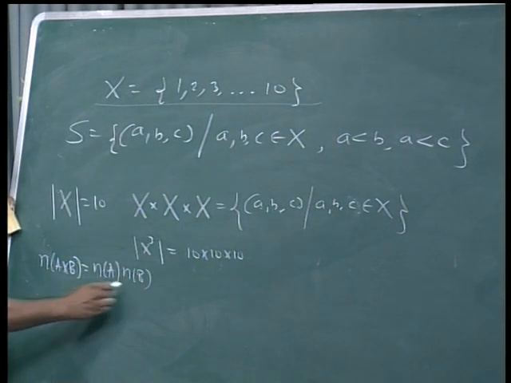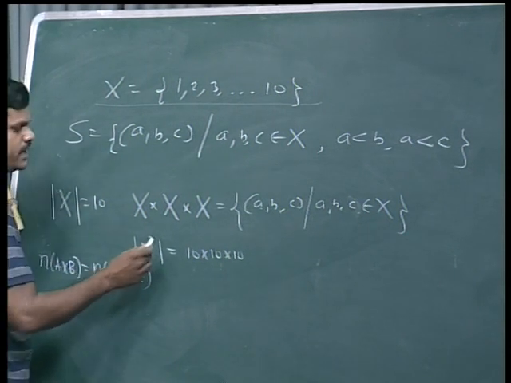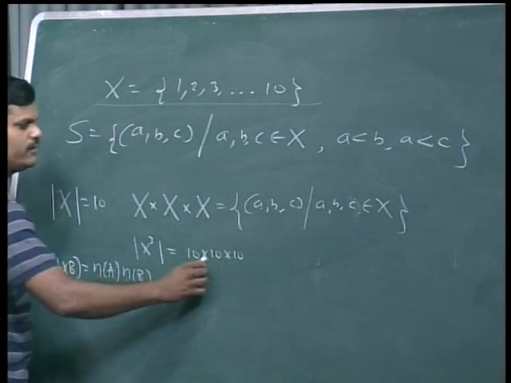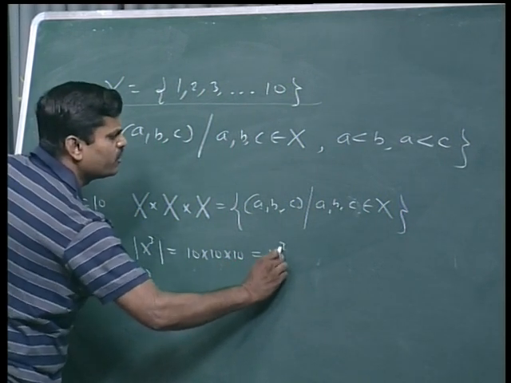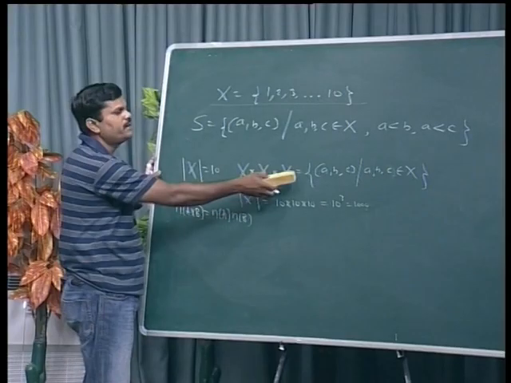It is also true for any number of sets. So n of A cross B cross C is equal to n(A) into n(B) into n(C), and so on. Using that formula, we get 10 cube, that is 1000. So there are 1000 triplets.